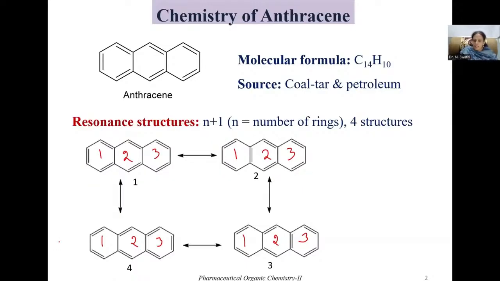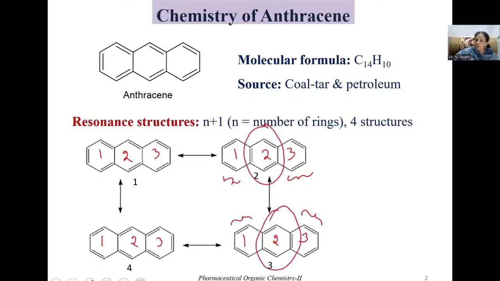Now coming to the third resonance structure. Try to find out the difference between the second and third resonance structures. Here, in terms of the first and third aromatic ring systems, there is no difference between these 2 structures. Where the exact difference is present is in terms of the second aromatic ring system.